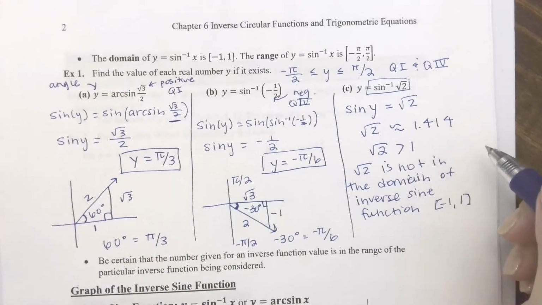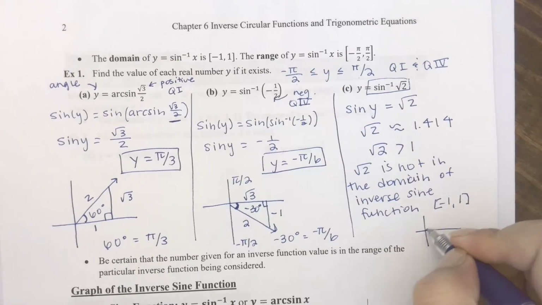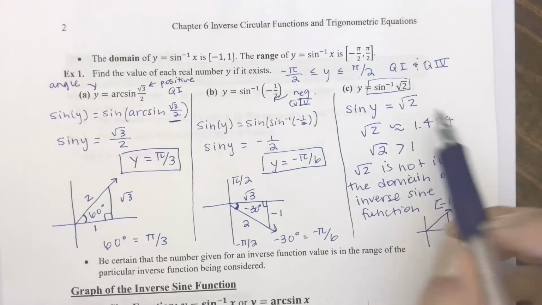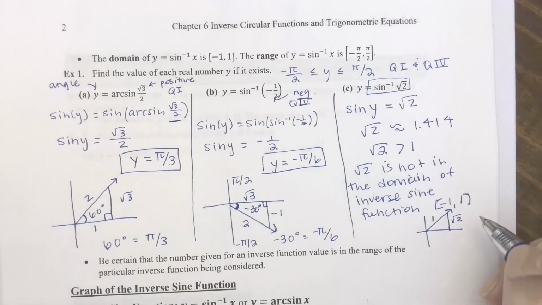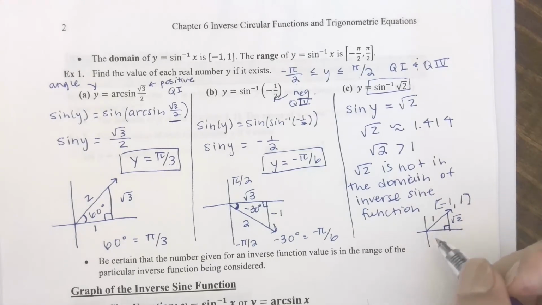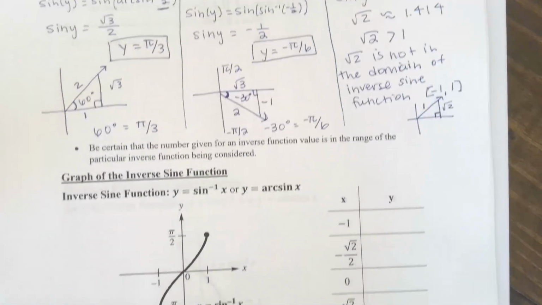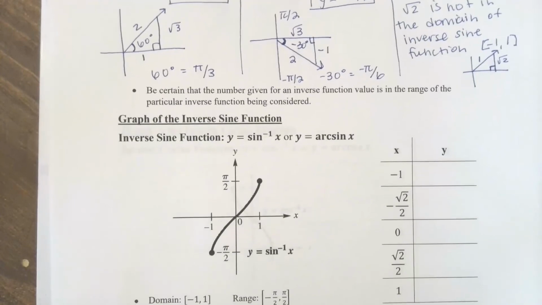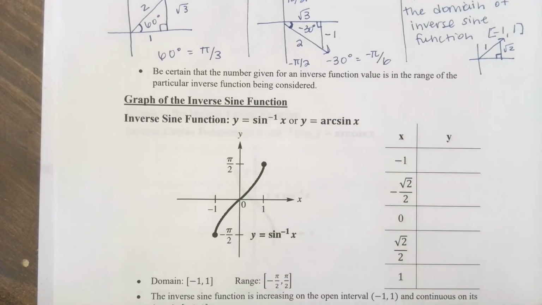Okay, if you were going to draw this in your right triangle, we would draw this in quadrant 1 since it's positive. So you would have y, which is square root of 2, and then 1 for r. Okay, so you'd also notice on a right triangle, r, your radius, should be the largest distance. Okay, however, it's not because square root of 2 is bigger than 1. Okay, so that's another way you would see that. So when you're working with these, make sure that the number given for an inverse function value is in the range of the particular inverse function being considered.